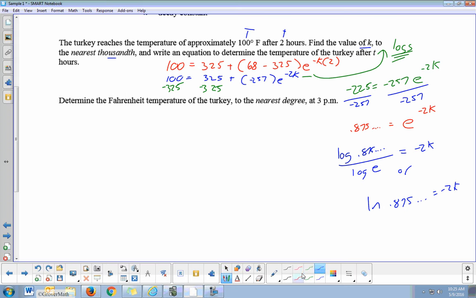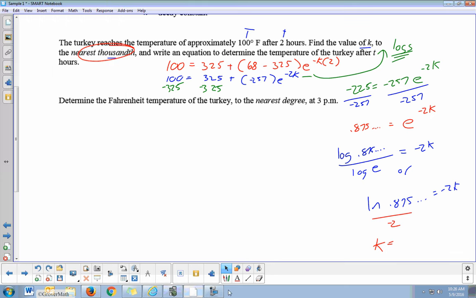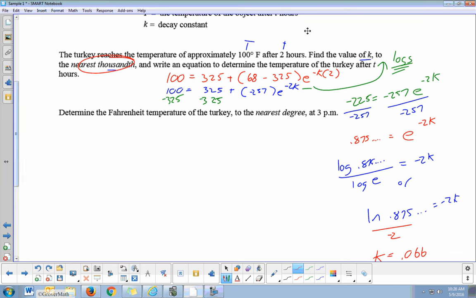So lastly, in the end, I need to take that and divide by negative 2 to get a value of k, and now I can round to the nearest thousandth. And it goes tenths, hundredths, thousandths. So divided by negative 2 is 0.06648, but to the nearest thousandth, that's 0.066. So k equals 0.066. And that's the first answer to a very long question. Find the value of k.